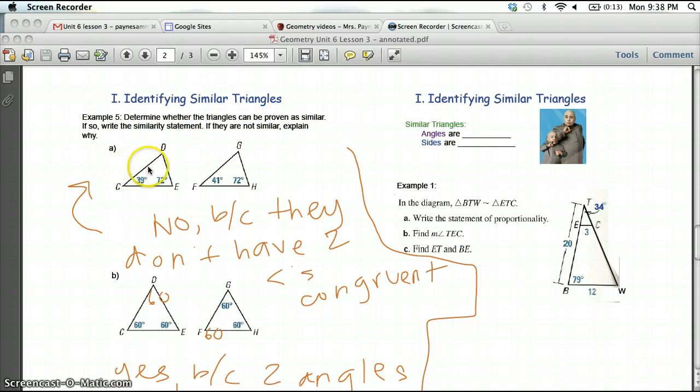So look at A. We have triangle DCE and triangle GFH. Now, angle H is congruent to angle E. They're both 72 degrees. But angle C and angle F are not congruent. Angle F is 41 degrees and angle C is 39 degrees. Therefore, you do not have two pairs of congruent angles. So those two triangles cannot be similar.